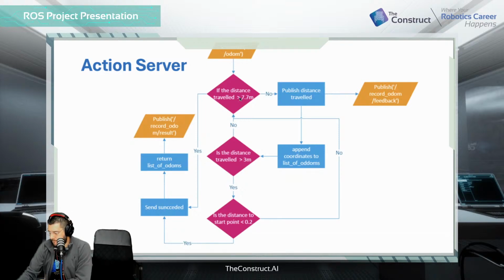But if we didn't miss the point, then I will publish the distance traveled, and at the same time, I will append coordinates to the list of items, or list of coordinates, and then check whether the distance traveled is more than 0.3, so that I can start checking whether I have reached the starting point or not. If I reach the starting point, then it means now I have to stop, I have to send succeeded, I have to send a list of items. So how does that look on the real code? Yeah, sure. Please.